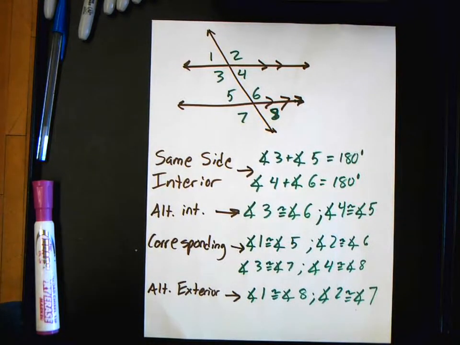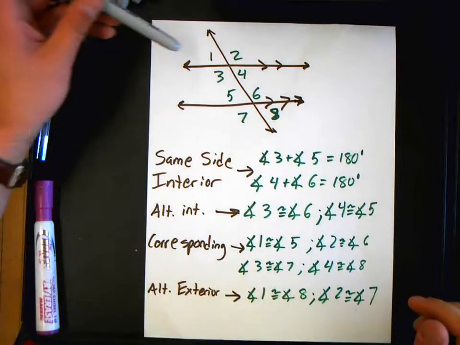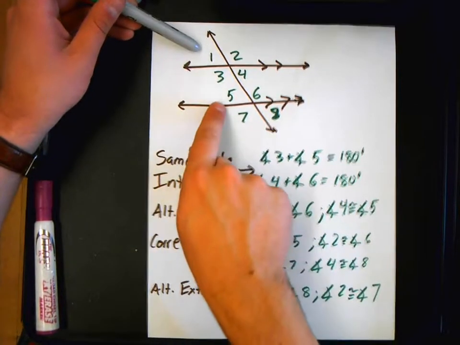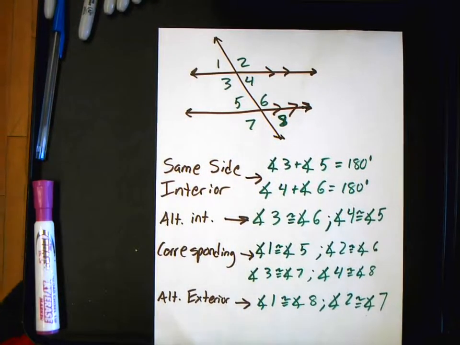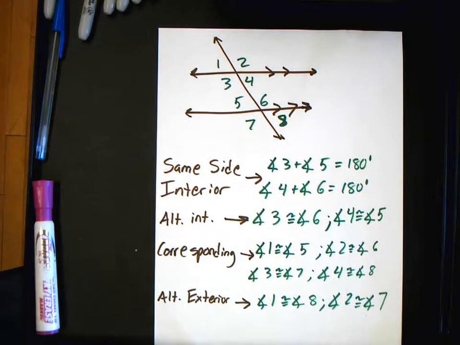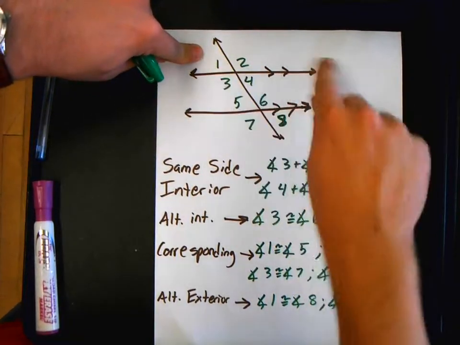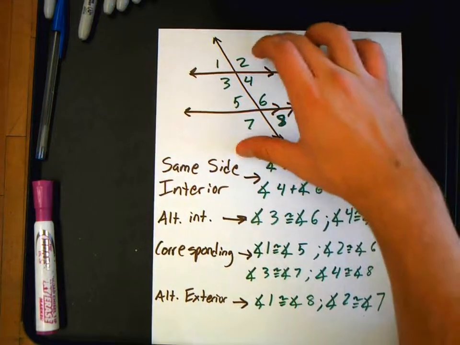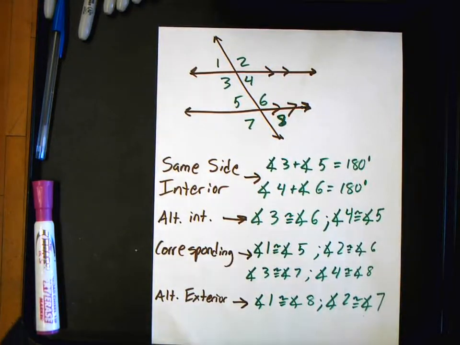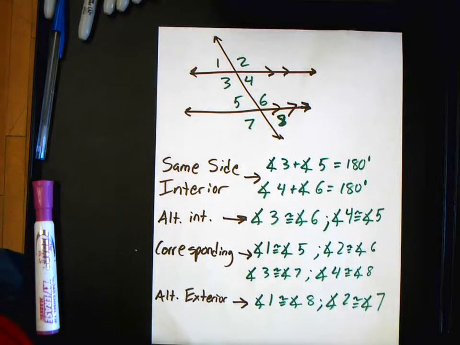They are equal. Corresponding, each of the four pairs of corresponding angles, 1 and 5, 2 and 6, 3 and 7, 4 and 8, are congruent to each other. This is if and only if the two lines are parallel. Then alternate exterior is exactly like the other ones where they're congruent. 1 and 8 are alternate sides of the transversal and they are on the outside, so that means that they are congruent. 2 and 7 are both on opposite sides of the transversal, outside the parallel lines, and they are congruent.